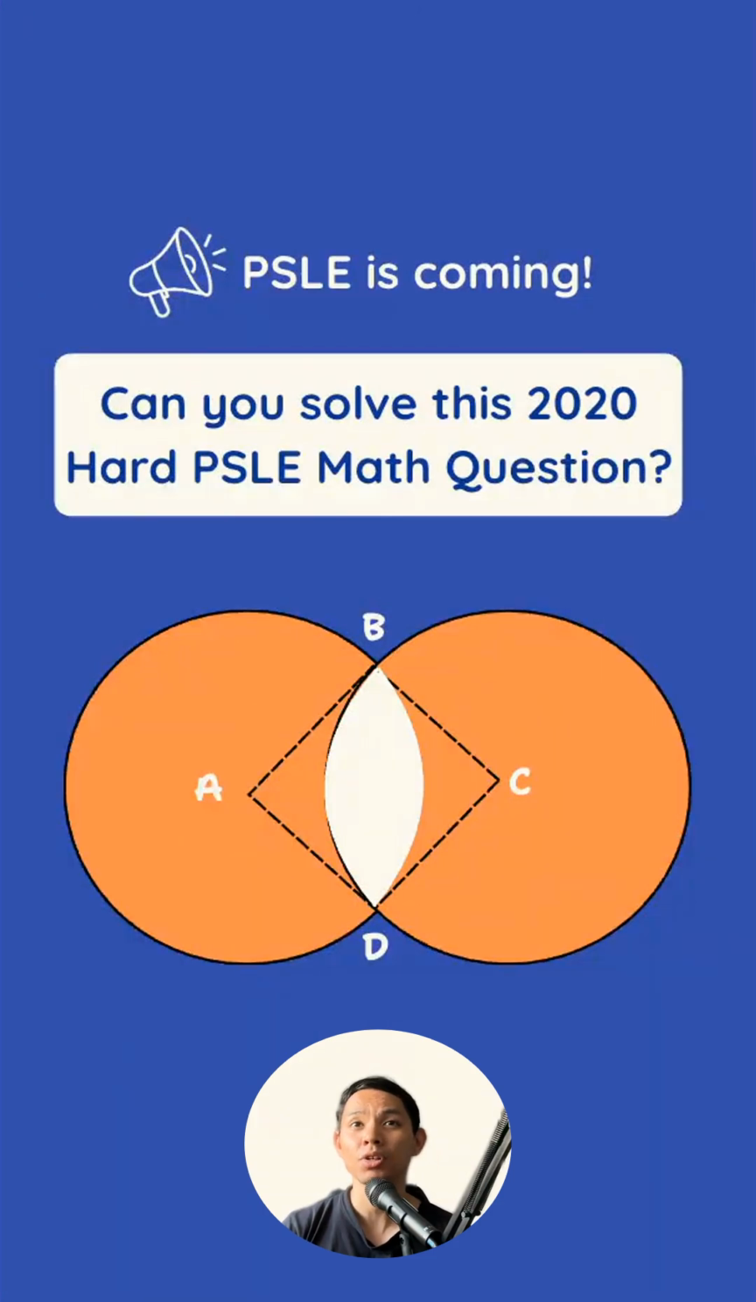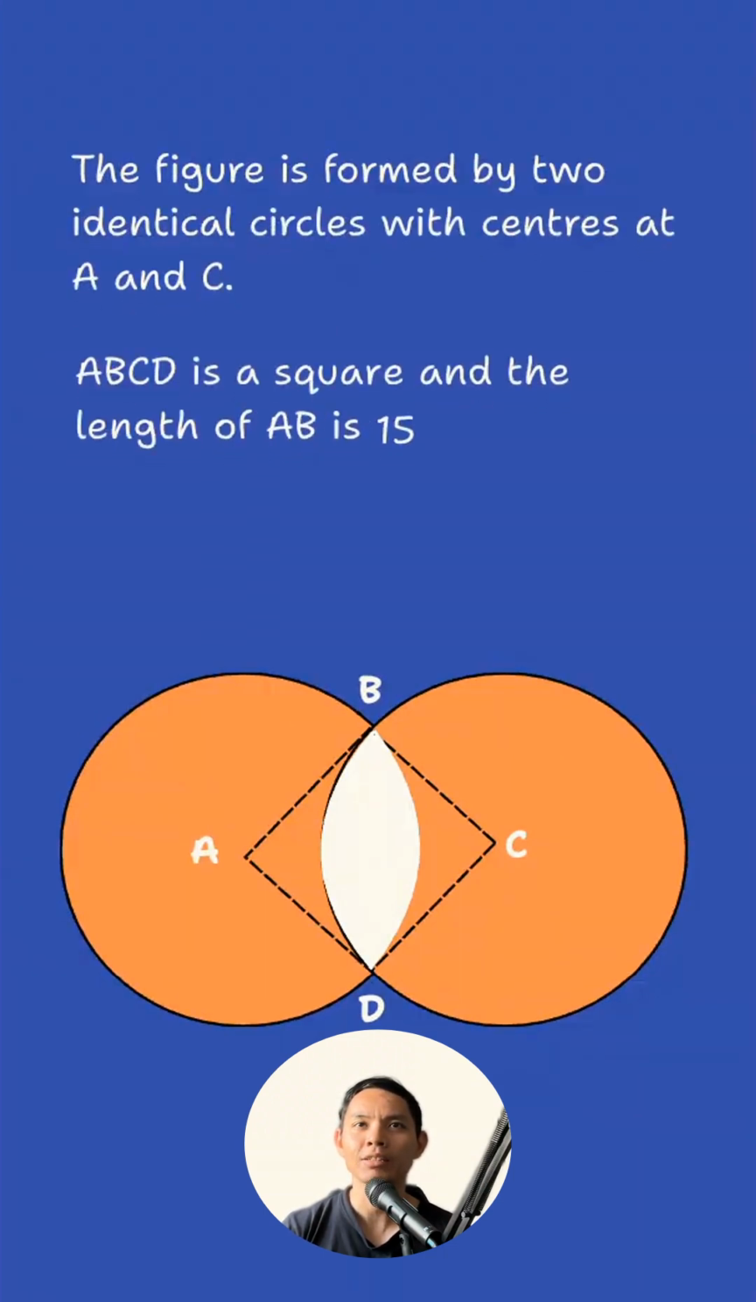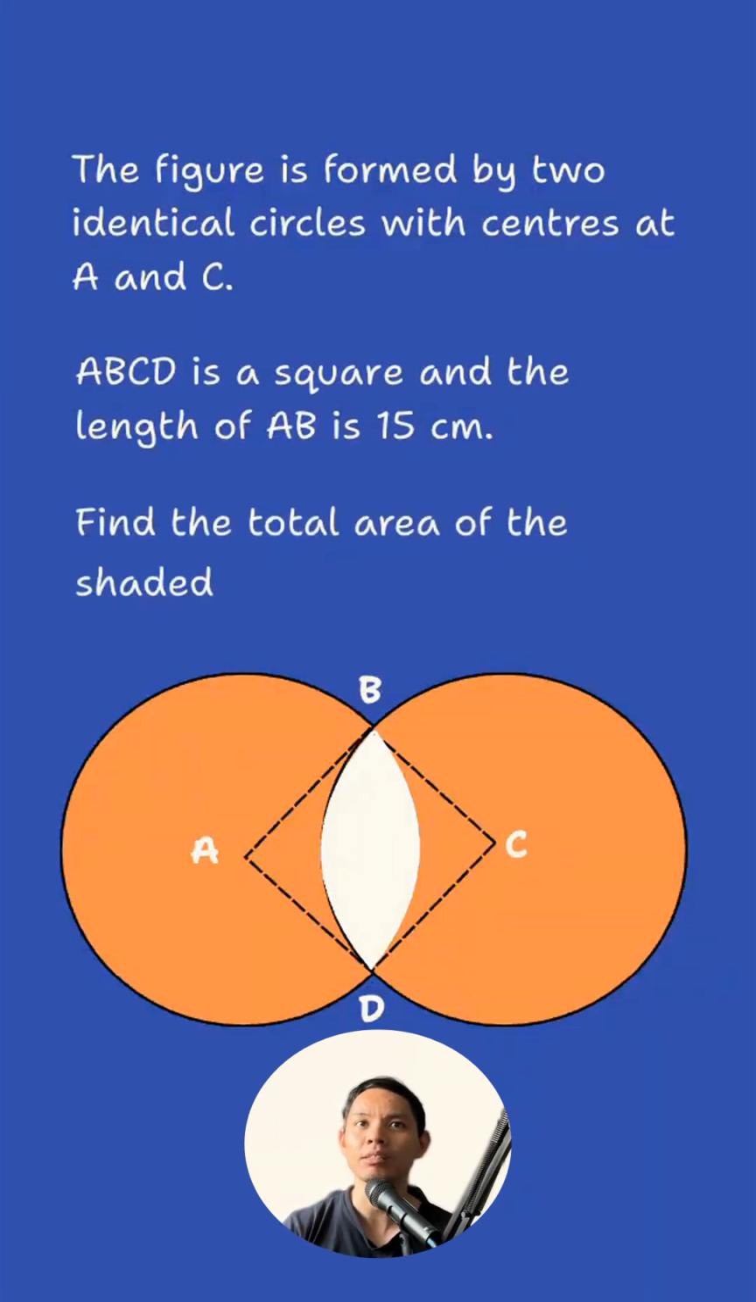PSLE is coming. Can you solve this 2020 hard PSLE math question? And the question goes, the figure is formed by two identical circles with centers A and C. ABCD is a square and the length of AB is 15 centimeters. Find the total area of the shaded parts that is highlighted in orange.